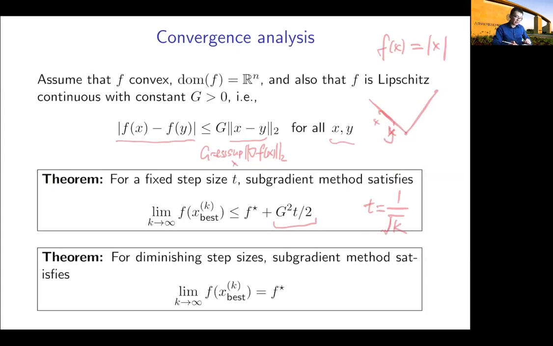Okay, and as k goes to infinity, if you choose diminishing step sizes satisfying the two conditions, square summable but not summable, then it can be shown that the best iterate throughout the process of optimization actually converges to the global optimal solution.